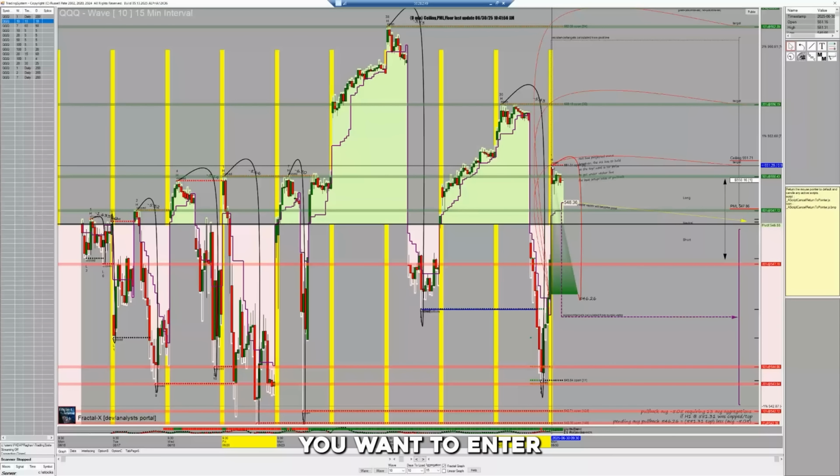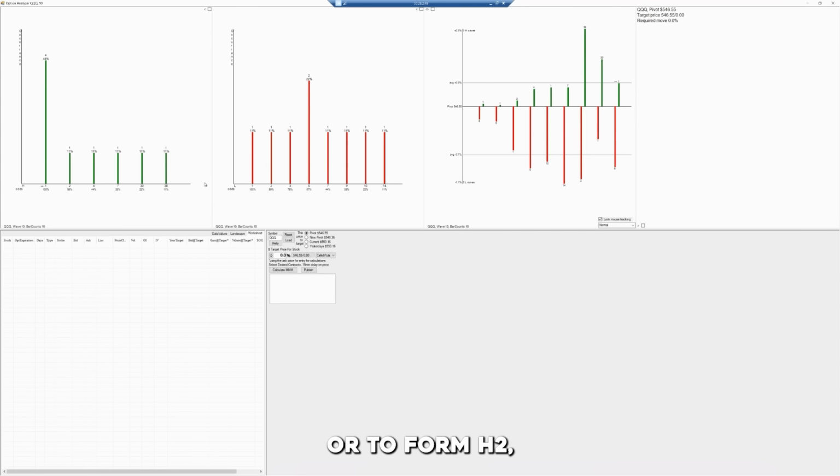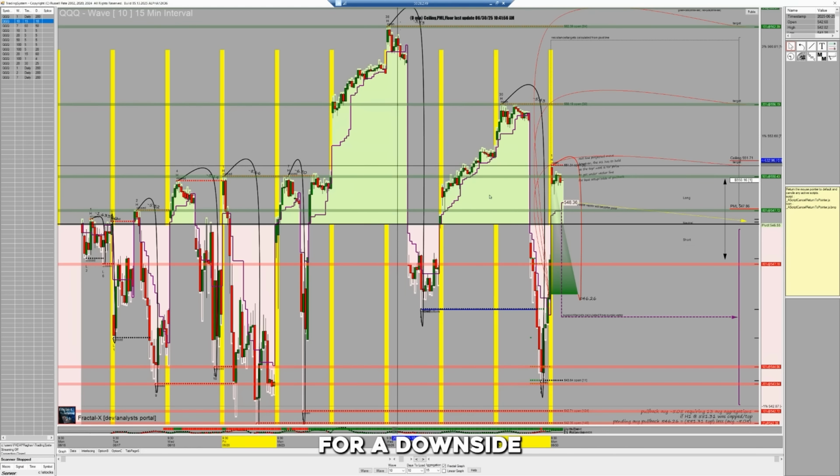Then would you want to enter, or would you want to enter on that H1? Yes. So look, I'm also a human. If you're looking at it from a trader's perspective, will you be able to enter at the H1 and look for shorts? Let's say I'm looking at the odds. What is the odd to form H2? It's like 56%. I'd still not look for a downside here.